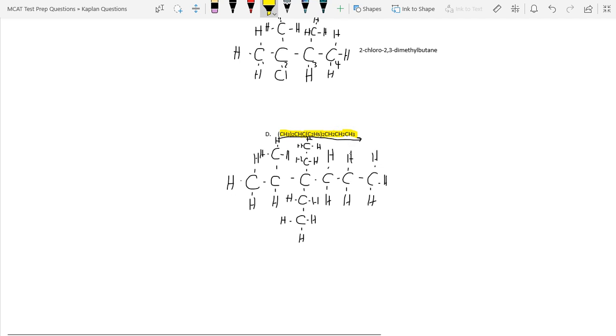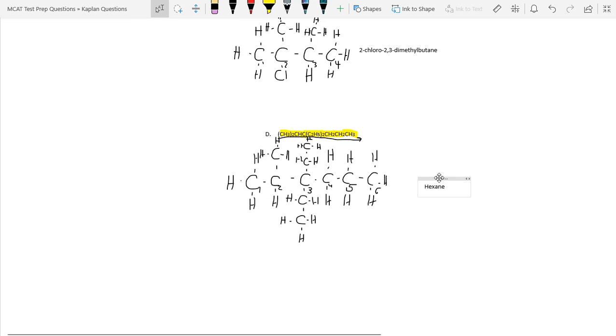And now I'm going to count how many there are, how many carbons. 1, 2, 3, 4, 5, 6. So this is a hexane. Because my longest chain has 6 carbons in it.